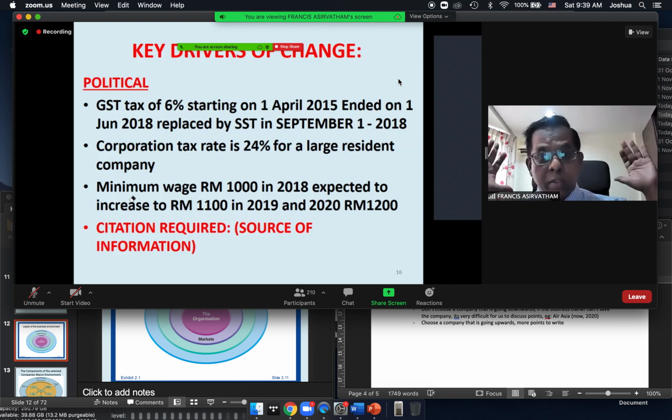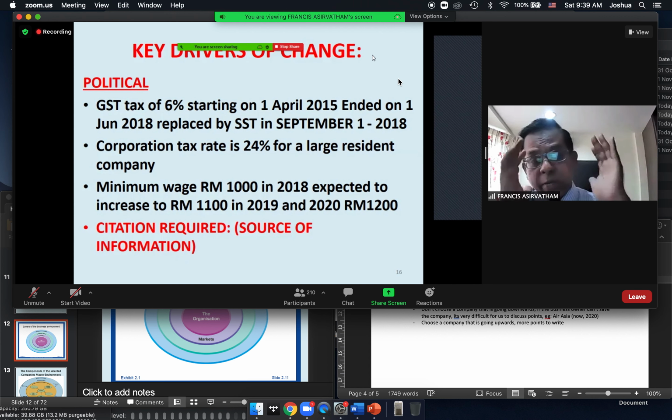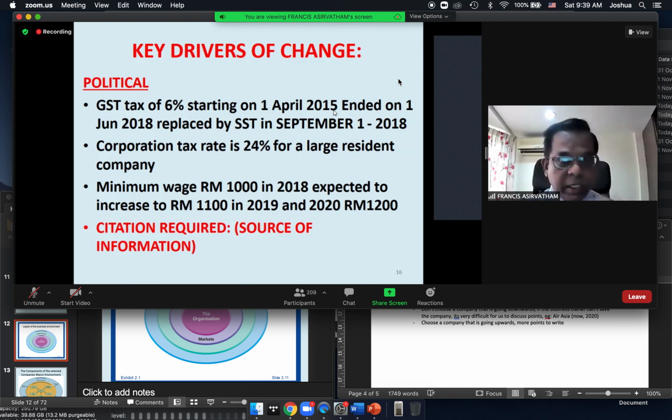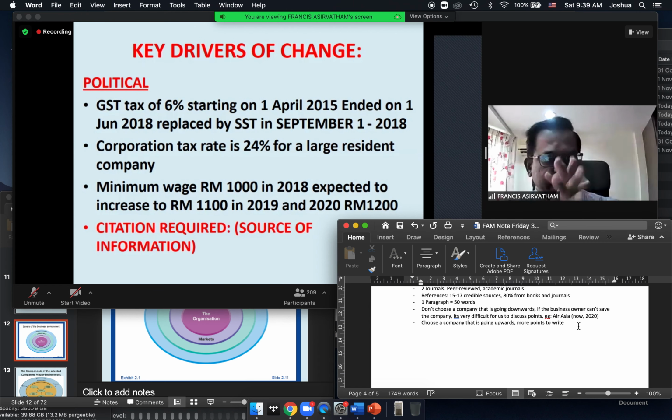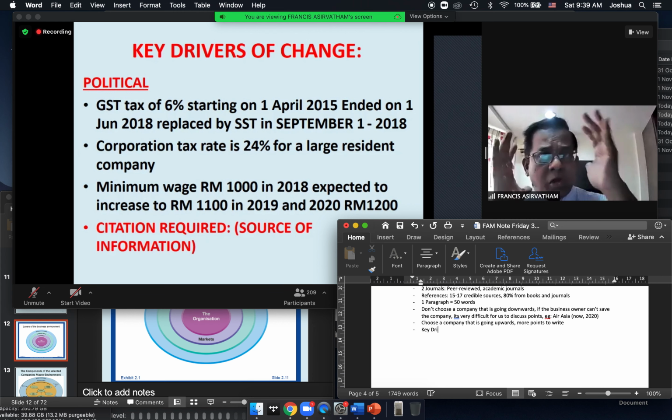I want marks. So when I talk about politics, I'll be talking about the GST, SST, implication on the industry. It can be tax laws, labor law, right? Labor minimum wage, affecting the cost structure of the industry. If you're a manufacturing company, fantastic, there's a lot of things to talk about. Cost structure will change if the labor cost is changing.